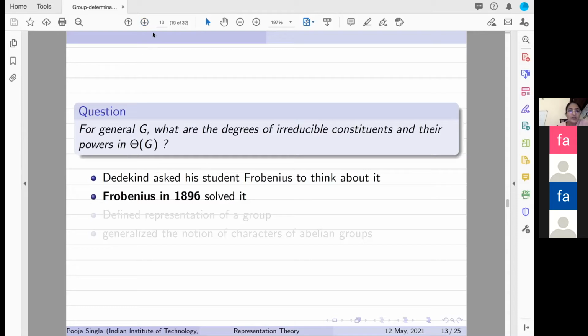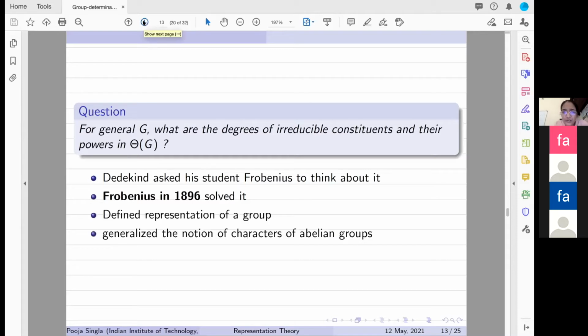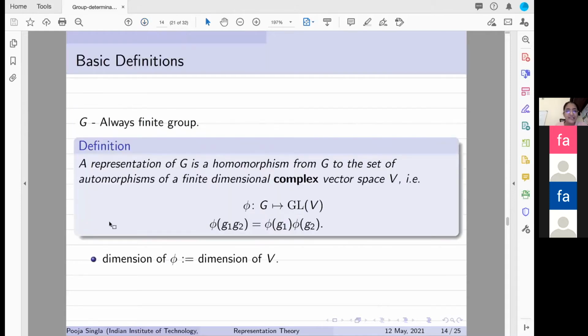Okay, so what did he do? He defined what's called a representation of a group. He wanted to solve it, and he also wanted it to generalize the abelian group results that Dedekind had already proved. So this notion of representation of a group generalized the notion of characters of an abelian group. Remember, characters were the group homomorphisms from a group to C star. Let me recall some basic definitions of representation theory of finite groups, then I'll tell you the result that Frobenius got.